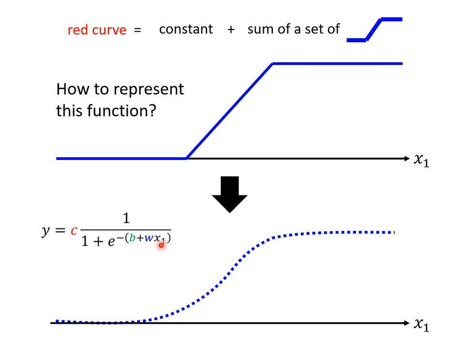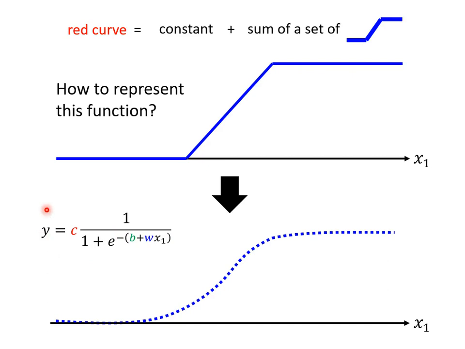Okay, if the value of x1 you input approaches infinity, what will happen? If this term approaches infinity, then the exponential term will disappear. When x1 is very large, the line will converge at the height of c. If x1 approaches negative infinity, what will happen? If x1 is very small, the denominator will be very large. Therefore, the value of y will approach 0.